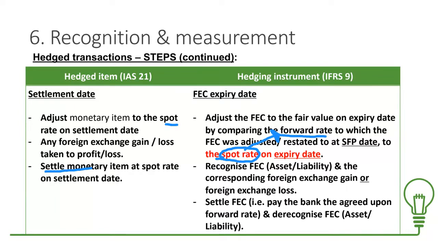And then we need to now make the payment to the bank. Remember, I said we're only going to pay the bank on expiry date, right? And now this is the expiry date. So we're going to pay the bank on the forward rate, right? The rate that was agreed. We're going to pay the bank the money on the forward rate, and then we're going to get foreign currency, which we're going to use to pay the creditor. Do you understand? And then we must eliminate any asset or anything that we've created in relation to this FEC.